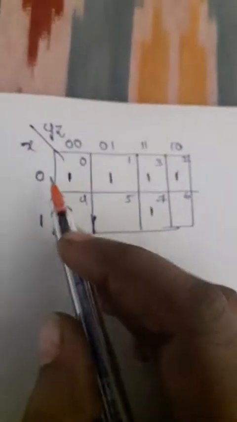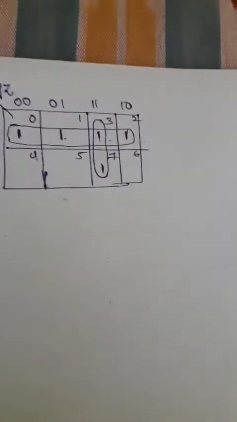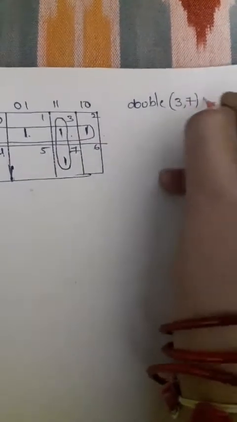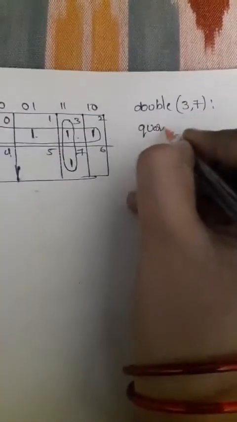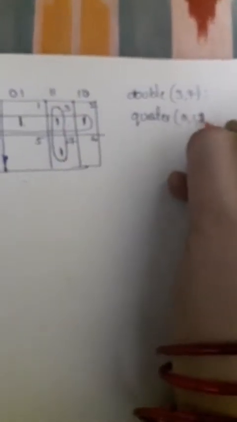Okay. So after identifying the cell numbers, the next step is grouping the cells. Directly we can say that here 4 adjacent cells will be having 1, right? So directly we'll get the 1 quarter. Now another group is also there, that is, 1 double is formed, that is 3 and 7. So we'll get the 1 double, that is 3, 7, and another one is 1 quarter, that is 0, 1, 3, 2.